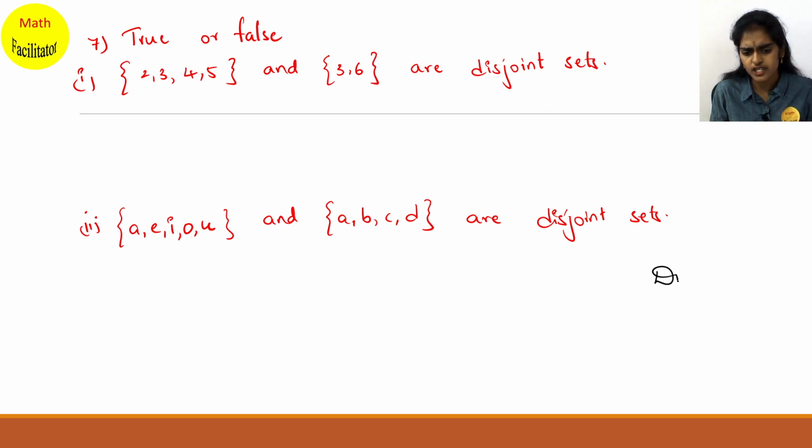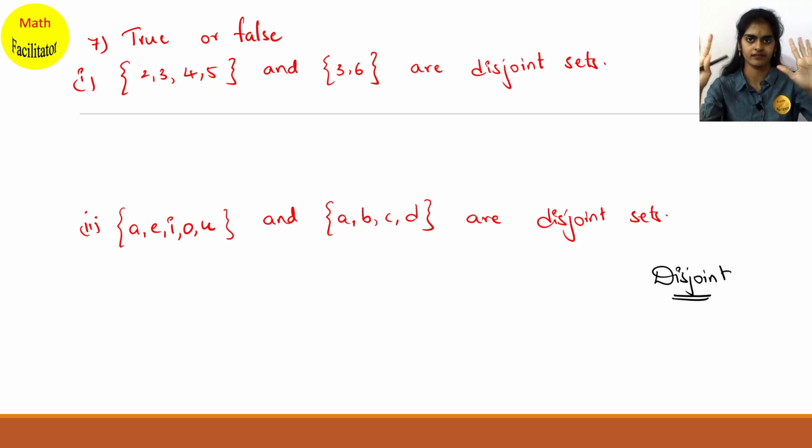What is the meaning of disjoint set? What do you know by disjoint set? Disjoint means there is nothing in common, nothing joint. They are separate.